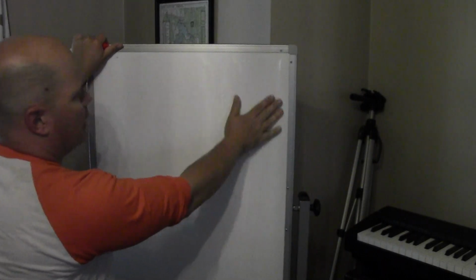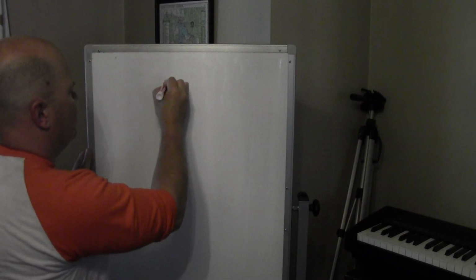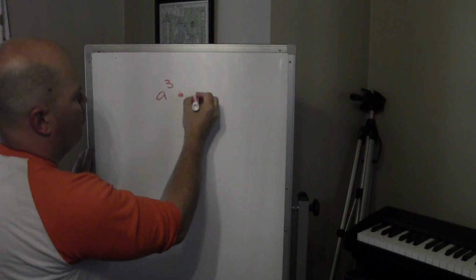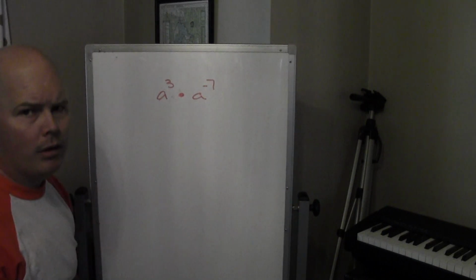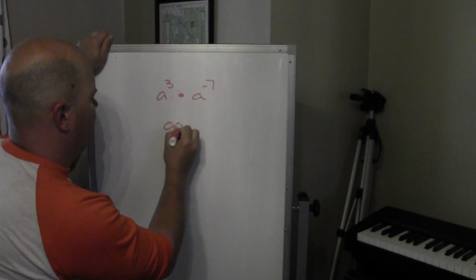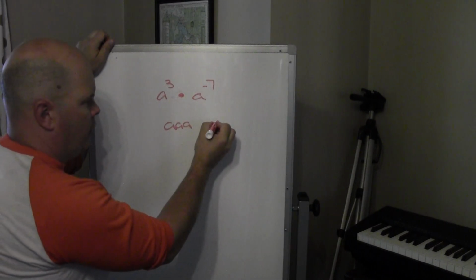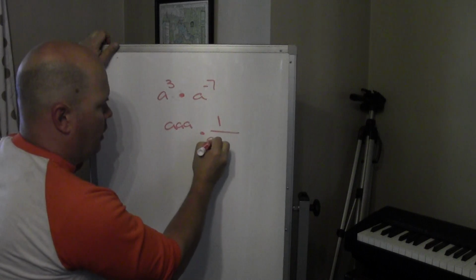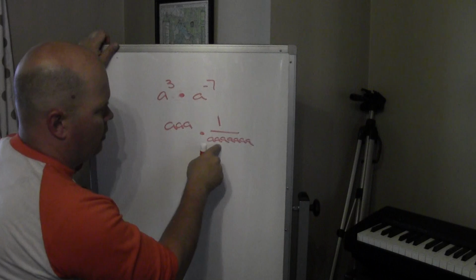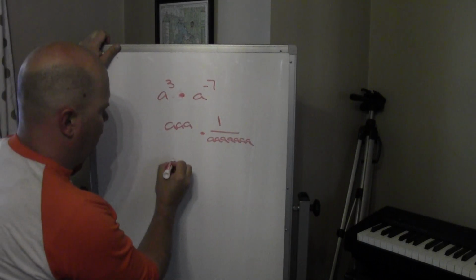So when I'm looking at a problem like a to the third multiplied by a to the negative 7th power, if I wanted to draw that out in expanded form, it's going to look like this: a times a times a times, now this is going to be 1 over a times a times a times a times a times a times a. And when I combine those, it looks like this.